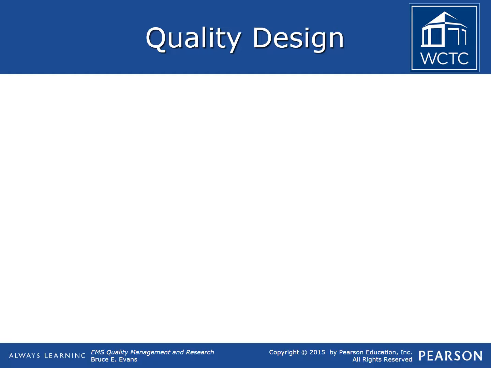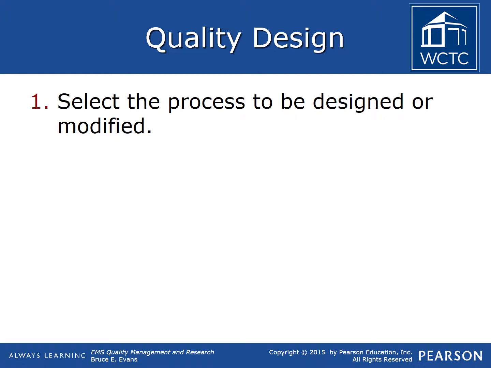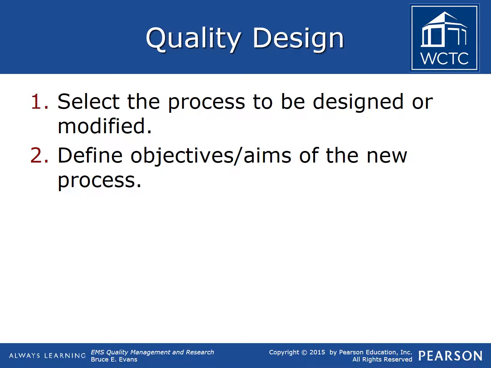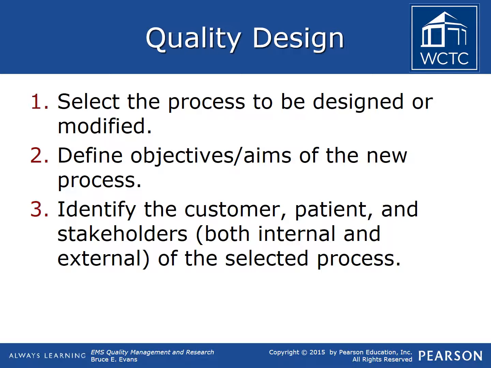To assist healthcare organizations in their quality improvement initiatives, the Joint Commission publishes a 10-step systematic approach to quality design. 1. Select the process to be designed or modified. 2. Define the objectives or aims of the new process. 3. Identify the customer, patient, and stakeholders of the selected process. This includes both internal as well as external stakeholders.